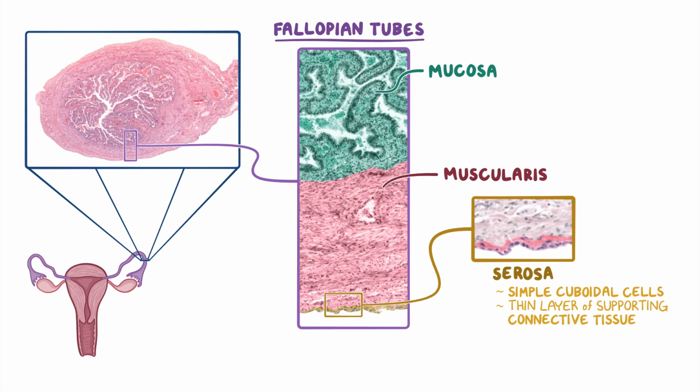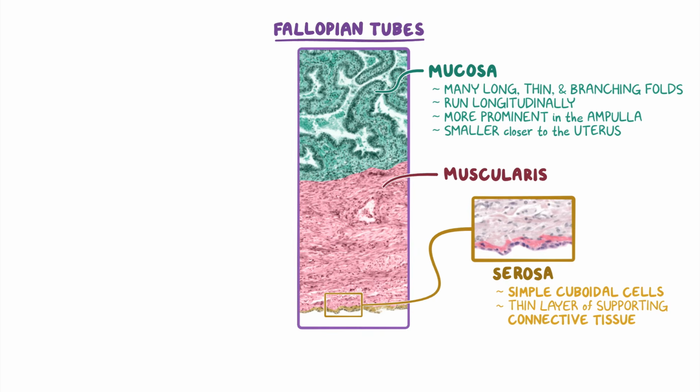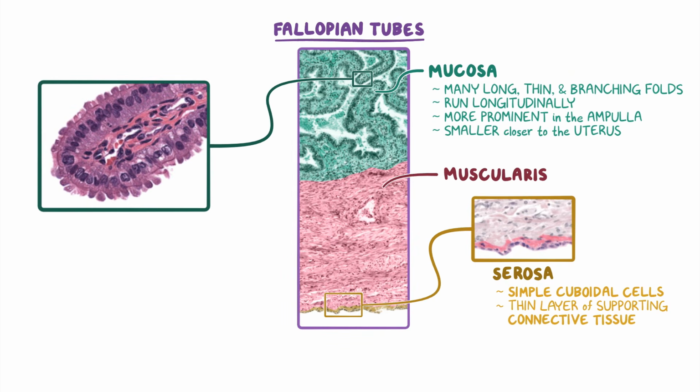The mucosa of the fallopian tubes have many long, thin, and branching folds, which mostly run longitudinally in the same direction as the tube itself. The mucosal folds are more prominent in the ampulla and gradually become smaller in the regions closer to the uterus, with the intramural part of the tube no longer having any mucosal folds at all. At high magnification, we can see that the mucosa is lined with a simple columnar epithelium.